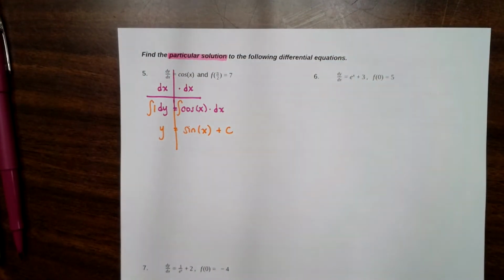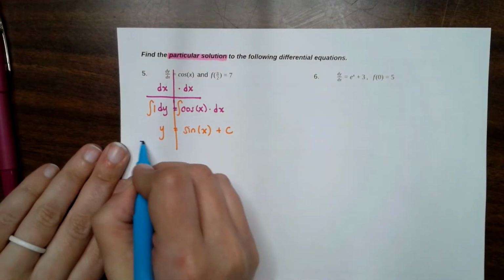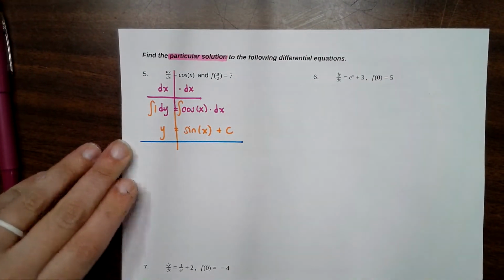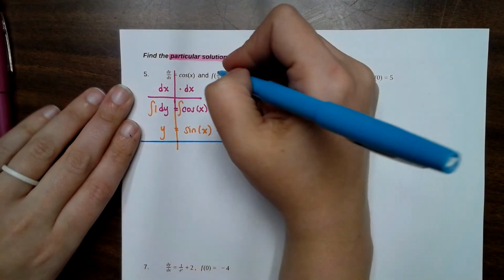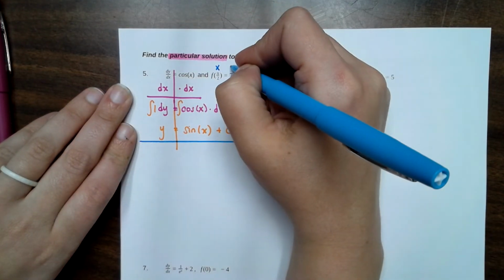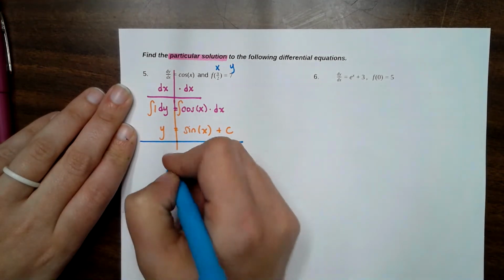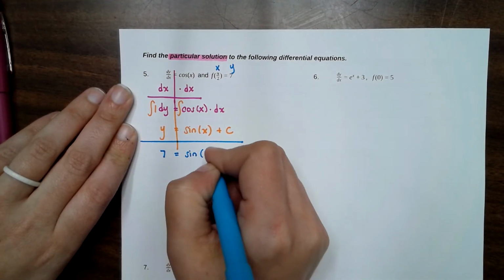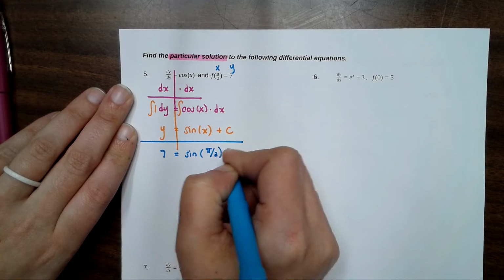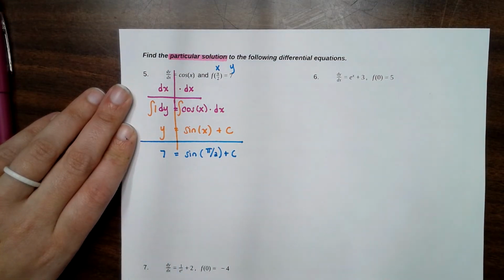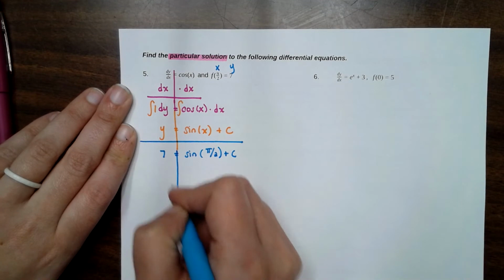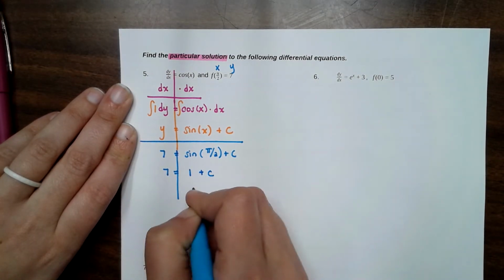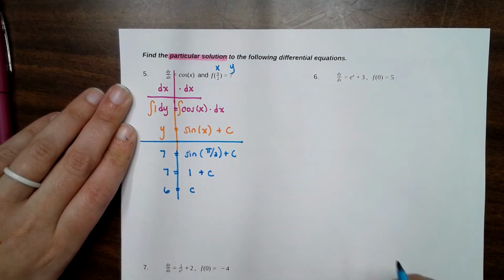Now I like to call this kind of taking a detour. Now I'm going to stop and go find my c. I like to draw a line there just to remind myself I'm doing something a little different. In this ordered pair, the x is pi over 2 and the y is 7. So 7 equals sine of pi over 2 plus c. Now, if I think back to my values on my unit circle, the sine of pi over 2 is just 1 plus c, which means if I subtract 1 on both sides, I get 6.